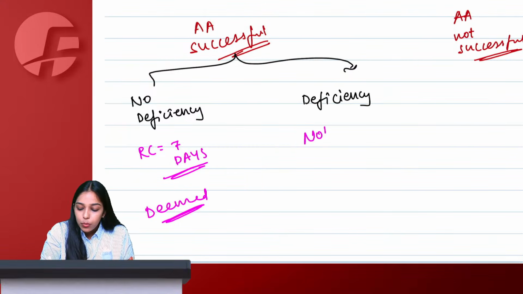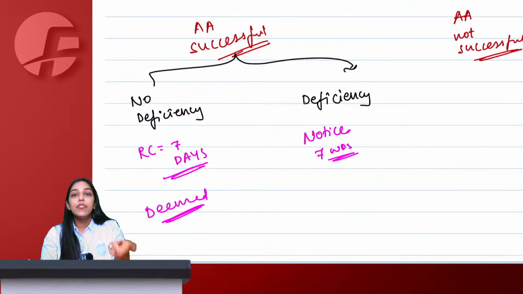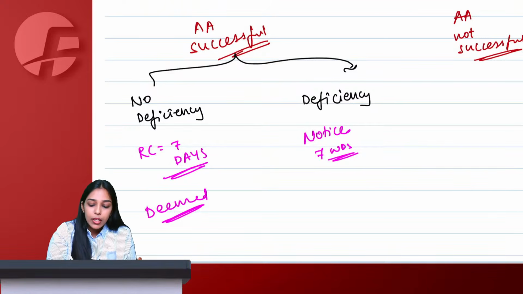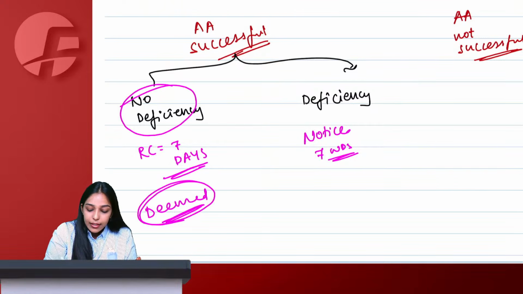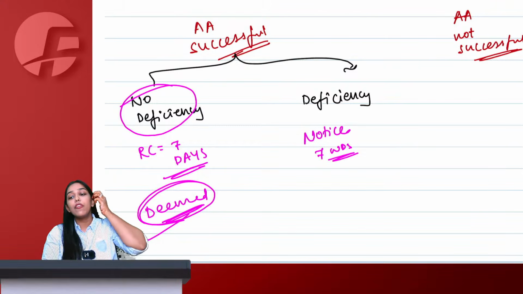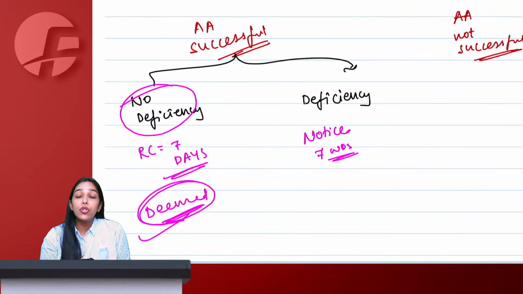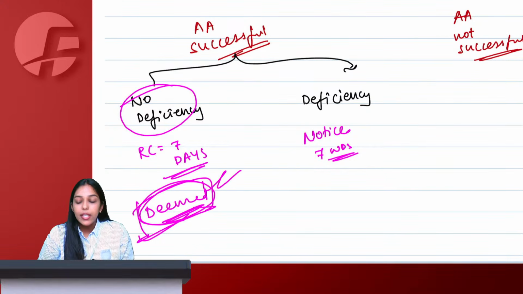Then the officer will issue me a notice for it, again within 7 working days only. Why? Because if they do not issue me a notice within 7 working days, it will be deemed that there is no deficiency and I will be deemed registered. So whatever the officer wants to do, the officer will have to do within 7 working days only. So they issue me a notice or they issue me a registration certificate within 7 working days. If nothing is done within 7 working days, I will be deemed registered.